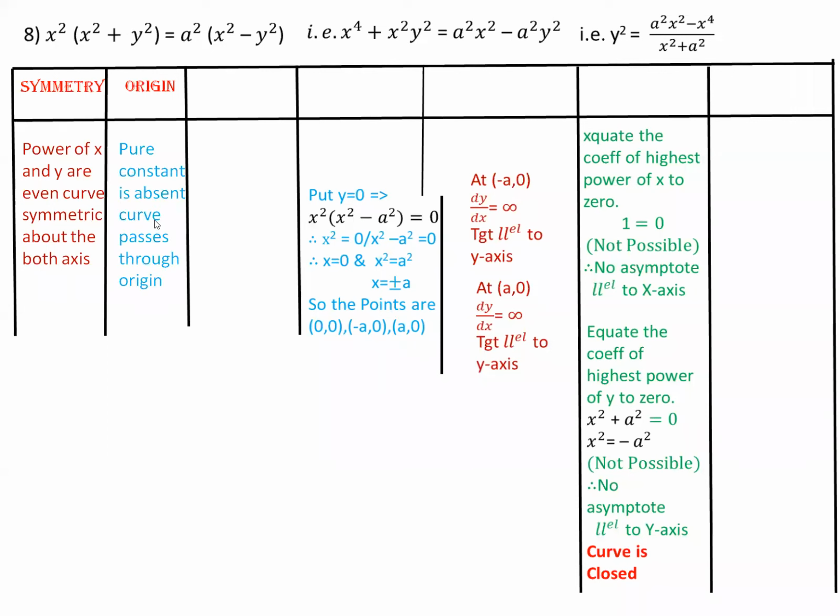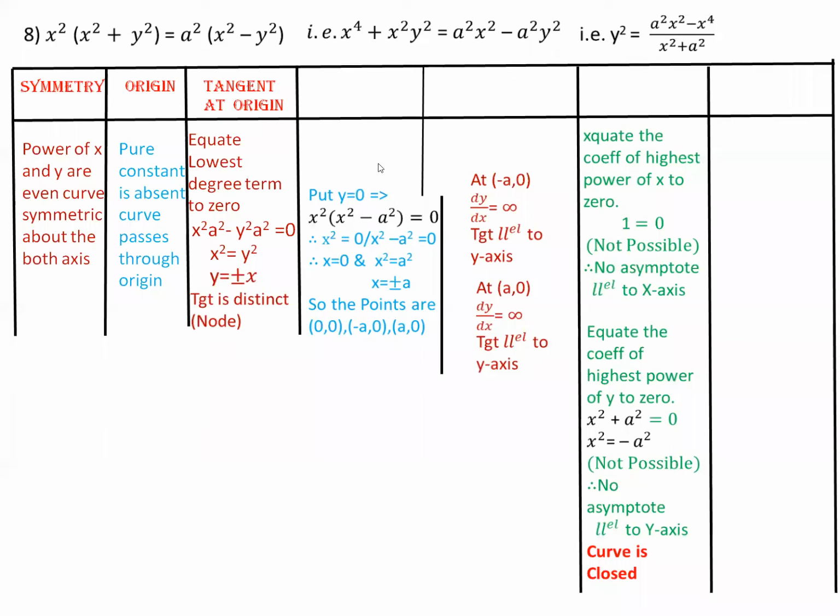Pure constant is absent. Curve passes through origin. Then next, tangent at origin, equating lowest degree term to 0. Finding out the lowest degree term, we will get a square x square minus a square y square only, like that earlier example. So put a square x square minus a square y square equal to 0. So what we are getting is y is equal to plus minus x. These are the tangents at origin.